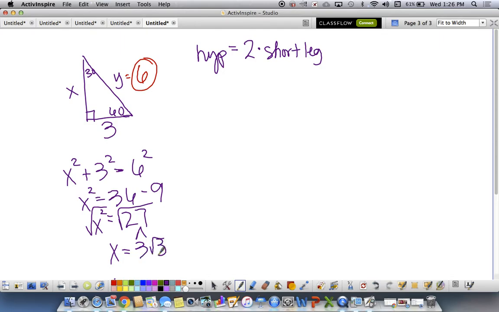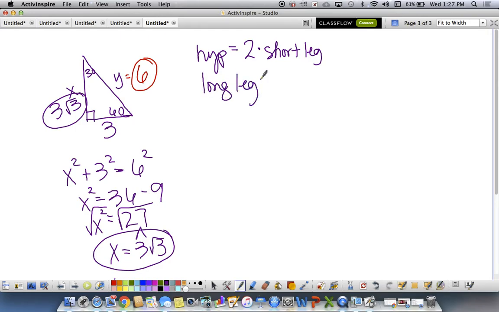So when you break it down, what is x equal to? 3 root 3. What is common to every triangle that you've done today? It's a root 3. So the long leg is equal to the short leg times what?